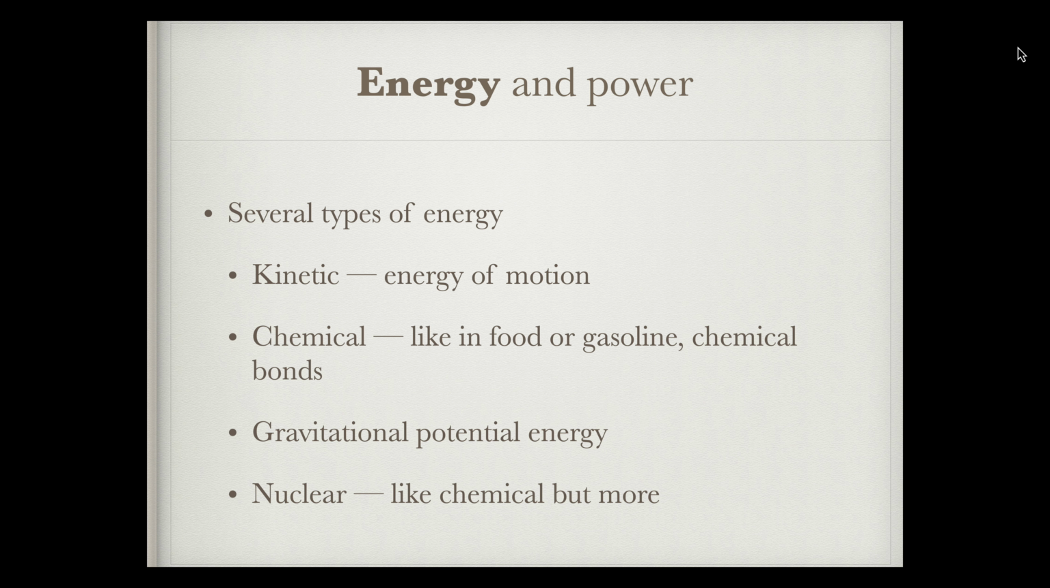Chemical energy is the kind of energy that's stored in bonds between atoms and molecules. So when you burn a piece of wood, what's happening is that chemical bonds are breaking and releasing energy. Same thing happens when you eat food. There are chemical bonds that your body breaks to release energy, and if you burn something like gasoline, it's the same general idea. Gravitational potential energy is the energy that something has because it's up off the ground.